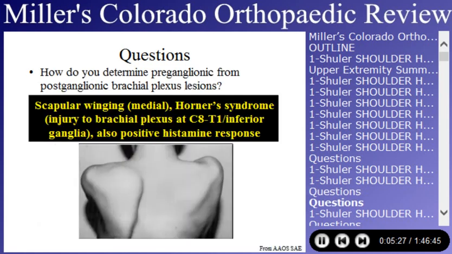How do you determine preganglionic from postganglionic brachial plexus lesions? It's medial scapular winging, Horner's syndrome if there's an injury to the inferior ganglia of the brachial plexus or the stellate ganglion. And something that I haven't seen tested in years, but it was some of the material that I was reviewing for my board exam. It's also associated with something called a positive histamine response. And here's a clinical diagram. Patient had trauma, medial scapular winging.